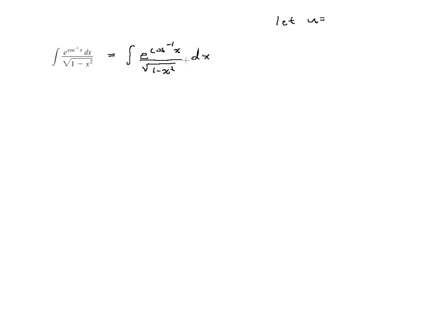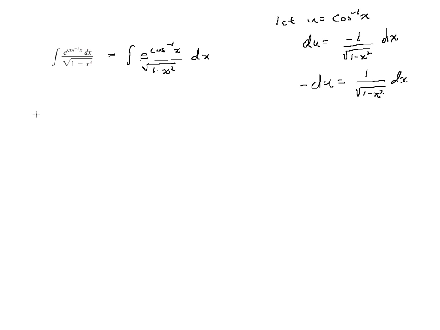So my suggestion is to set u equal to the inverse cosine of x. Hopefully you know your derivatives of inverse trig functions, so you know that du equals negative 1 over the square root of 1 minus x squared dx. The only difference is that I have 1 over the square root of 1 minus x squared dx here. So negative du equals 1 over the square root of 1 minus x squared dx, and then I can just substitute that in.